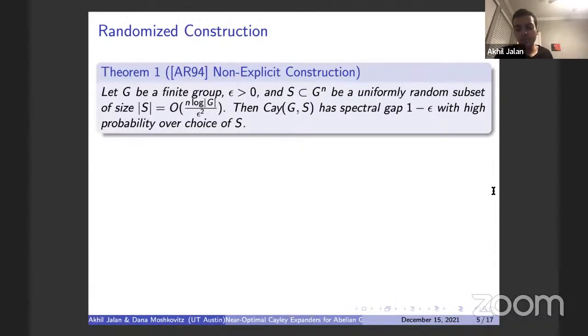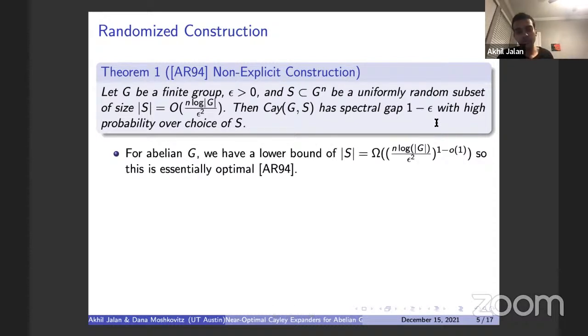So what can you do? Well, there is a randomized construction dating back to Alon and Roichman, which says that if I take a finite group G and some desired epsilon, which will be the second eigenvalue of my graph, then just sampling a uniformly random subset of a certain size gives you the spectral gap that you want with high probability. Here, the number of elements you need in the generating set is n log G over epsilon squared. We're taking it over G to the n, which means that this is roughly logarithmic in the overall size times this additional epsilon squared factor. This is essentially optimal for abelian groups. So we know this is the target we want to aim for.